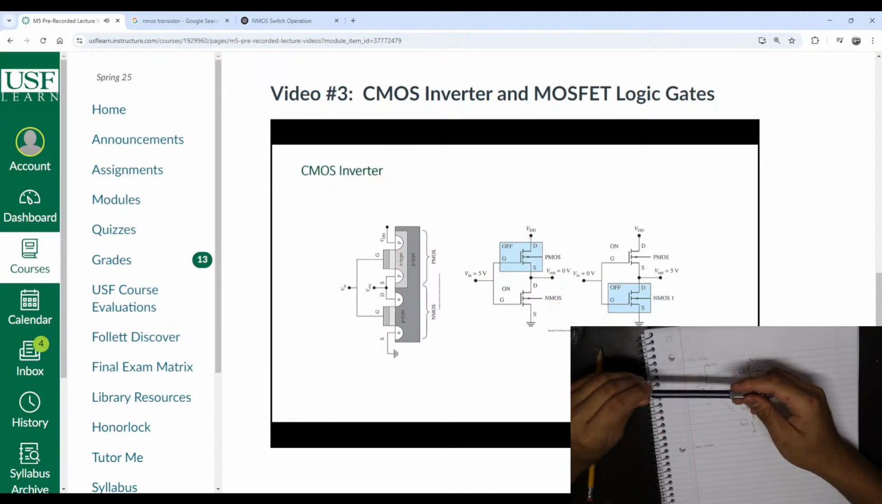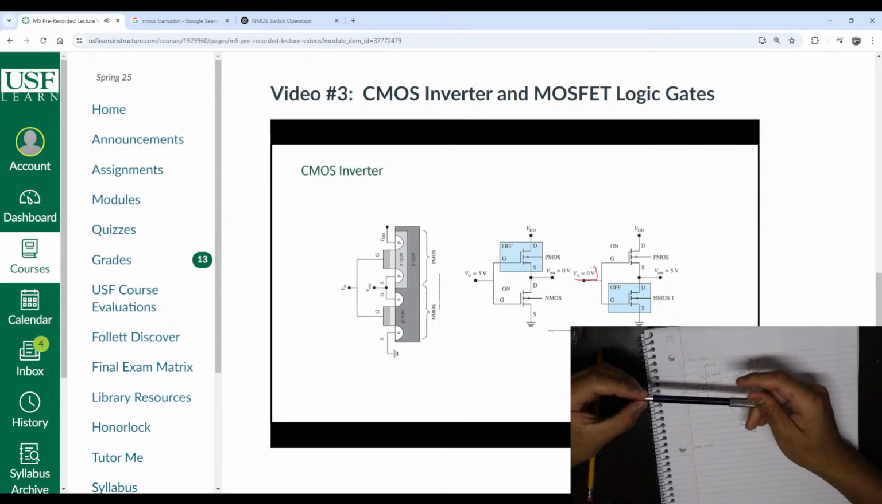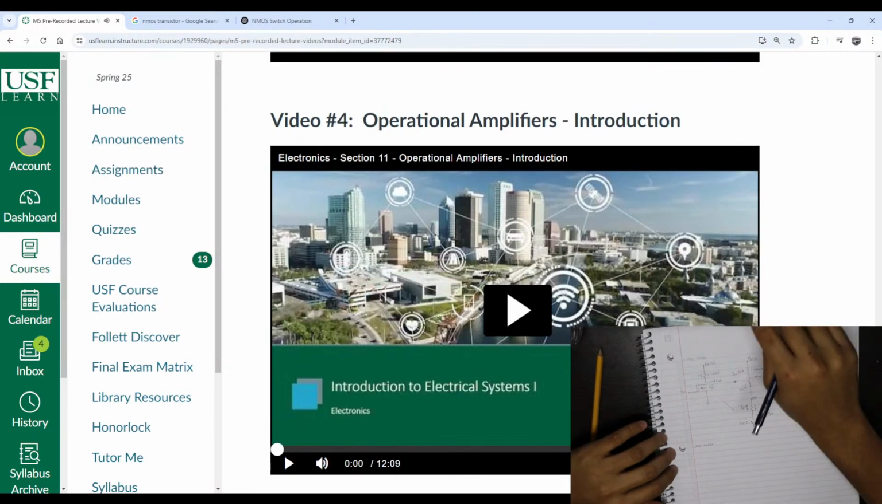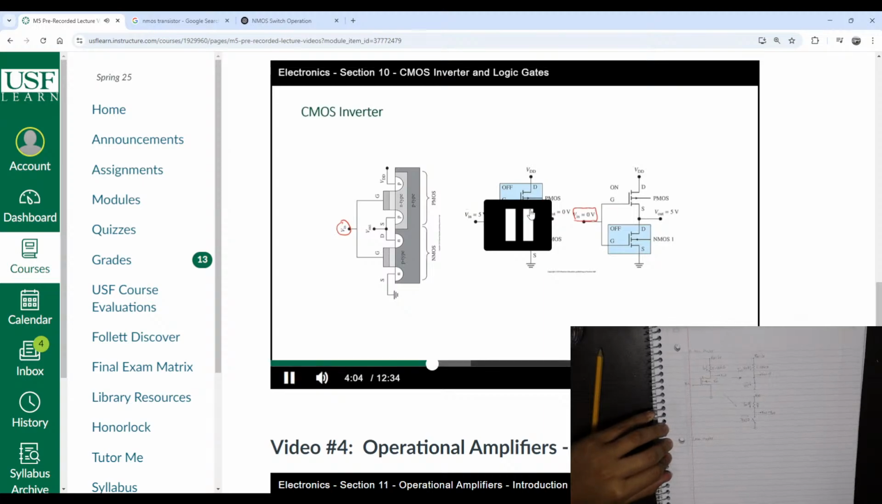Let's examine what happens the other way around when the input is low, right? Again, when you're putting input low, think of it as negative so you can have a better understanding of what happens with the charge. When this is negative, that means I'm putting a negative.